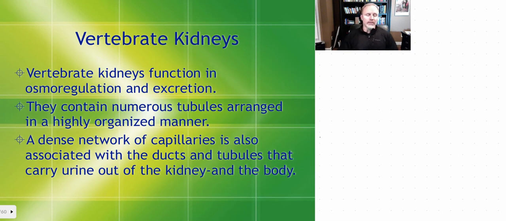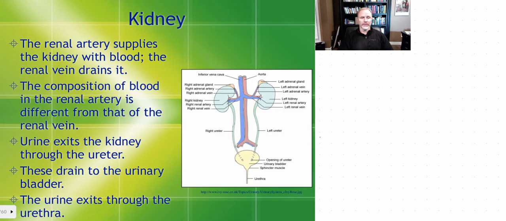Now with the kidneys, as far as the kidneys are concerned, these are going to function obviously in regulating the amount of water balance in the body as well as excreting the waste products. And there's numerous types of tubules that are going to be arranged in a very organized manner throughout the kidney. And these structures, these nephrons, are going to be surrounded by a dense network of capillaries that are also going to be associated with helping reabsorb the good stuff into the bloodstream, the water, that type of thing, while getting rid of the urine, urea, and the other nitrogenous waste products.